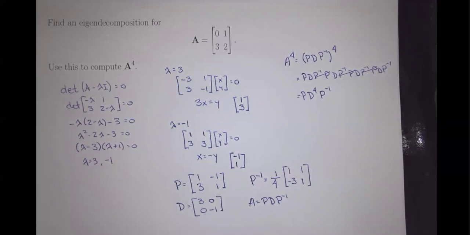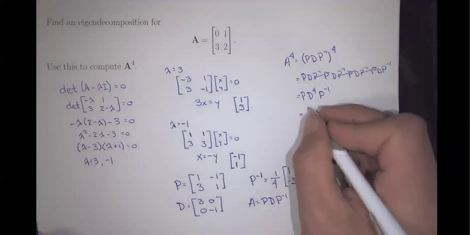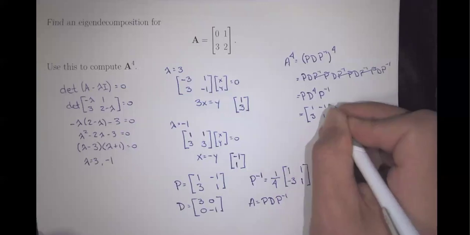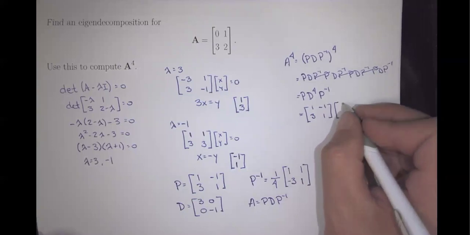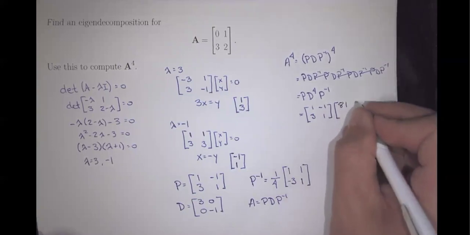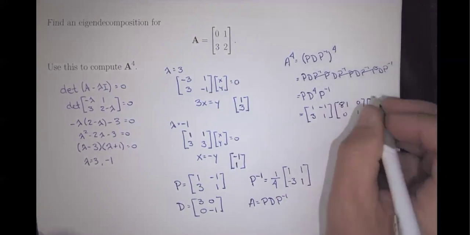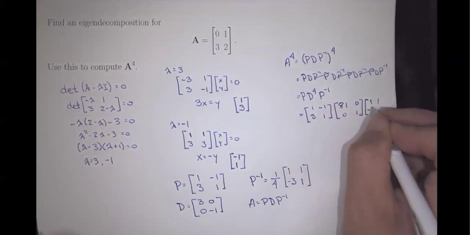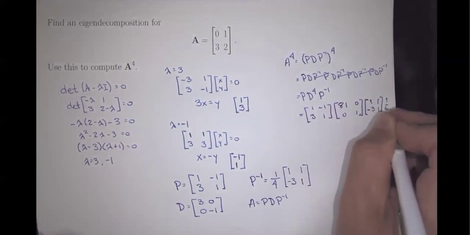Now that's still a lot of matrix multiplication, but since D is a diagonal matrix, D to the power of 4 is simply D with the main diagonal elements raised to the 4th power. So this is going to be our matrix P, 1, 3, negative 1, 1. D to the power of 4 is 81, 0, 0, 1. And P inverse is going to be 1, 1, minus 3, 1. And we'll put the 1/4 at the end.